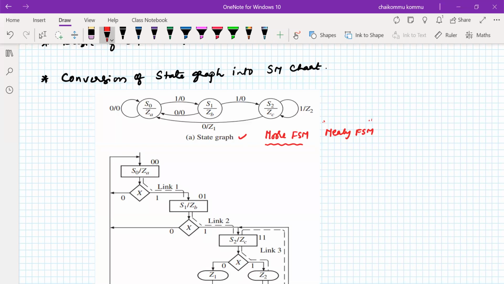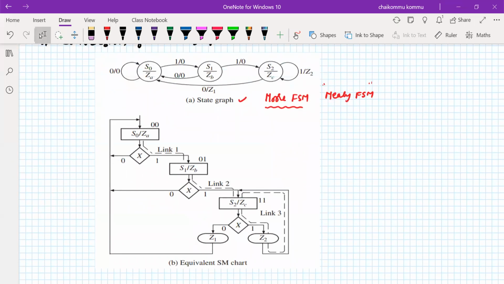So in the Moore FSM, for example for state S0, we have to define the output instantaneous to that one, or I can say the state is defined with the output value. So if this is the notation, it is called Moore FSM. Otherwise, if the output is depending upon the input condition, then it is called Mealy FSM, right?